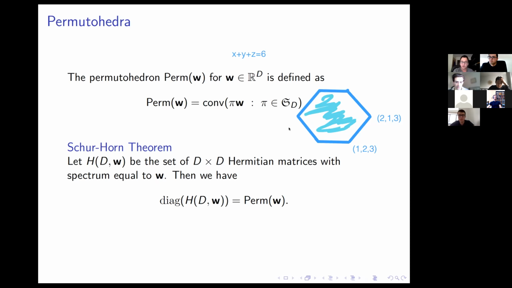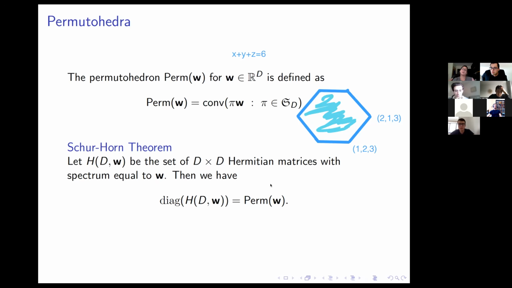So it was formulated by Schur, then proved by Horn, and there are many, many generalizations of this. And it's quite nice. It says, okay, give me the set of all Hermitian matrices. So an Hermitian matrix will be with a lot of complex numbers, D times D, so it's a square matrix. And let's say that we fix the spectrum.